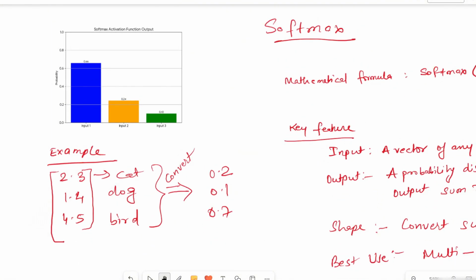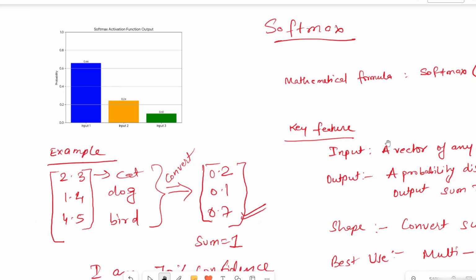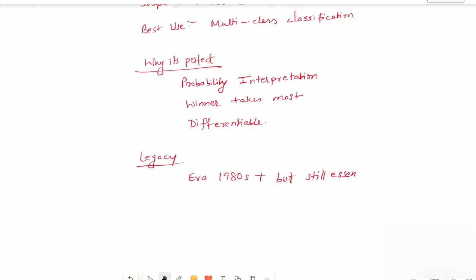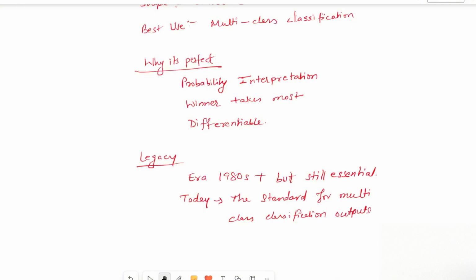The cool thing about softmax is that it emphasizes the winner. The highest input gets boosted even in the probability space. Softmax has been around since 1980 and is still the best standard for multi-class classification. Some things are just perfect the way they are, isn't it?